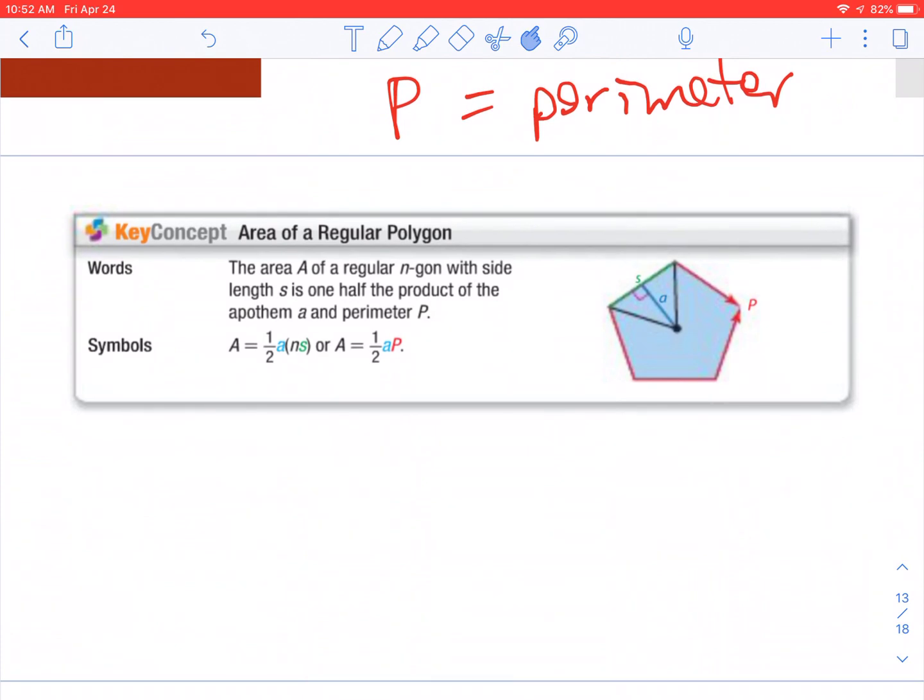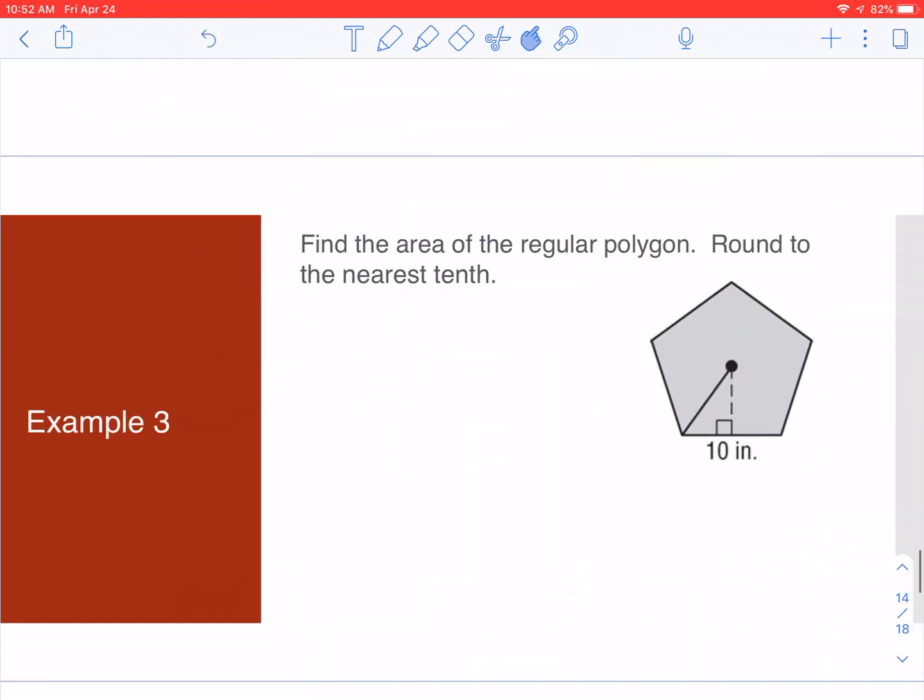Okay, and here's our equation. I will highlight it. Is 1/2 times the apothem times the perimeter, which is essentially the equation we did before. 1/2 times base times height times the number of sides. Okay, but this kind of simplifies the equation. So 1/2 times apothem times perimeter. All right, so let's try it out.